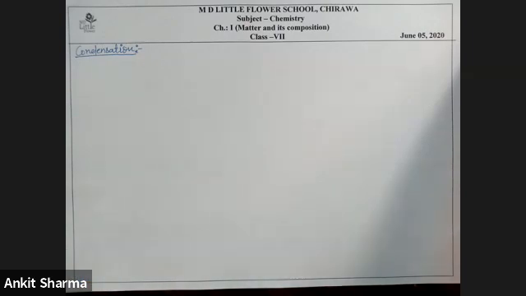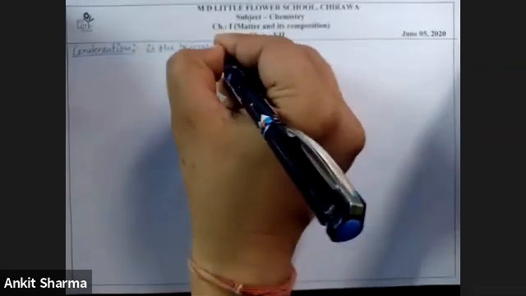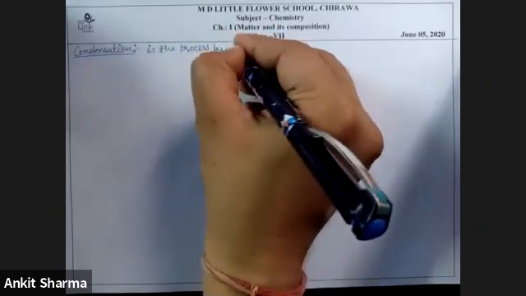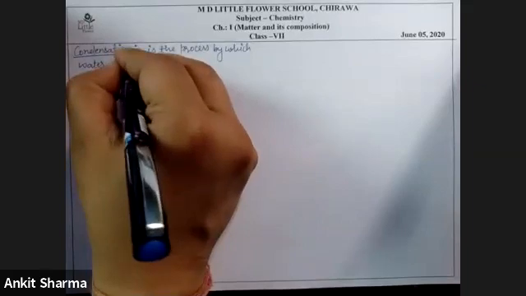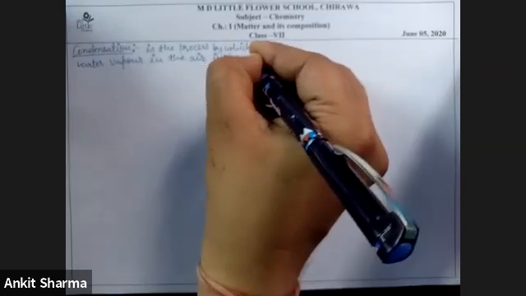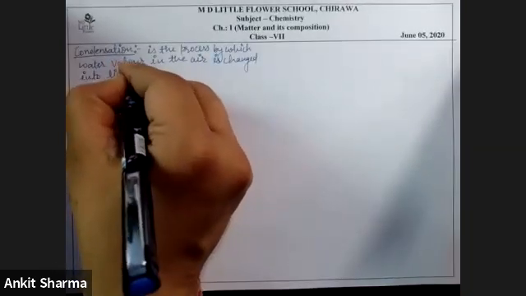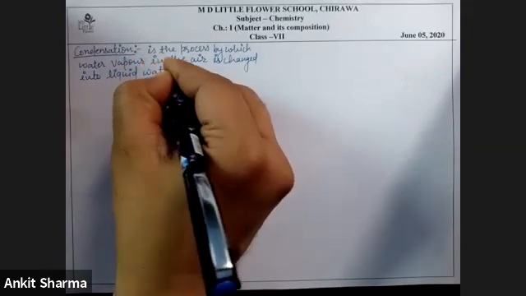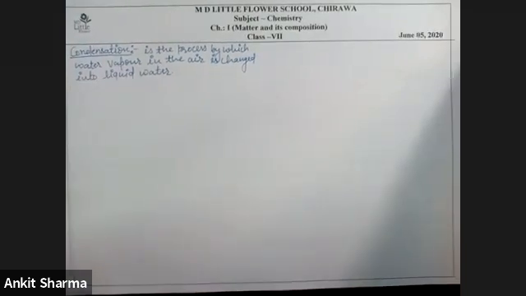So basically condensation is the process by which water vapor in the air is changed into liquid, we can say liquid water. That is condensation.